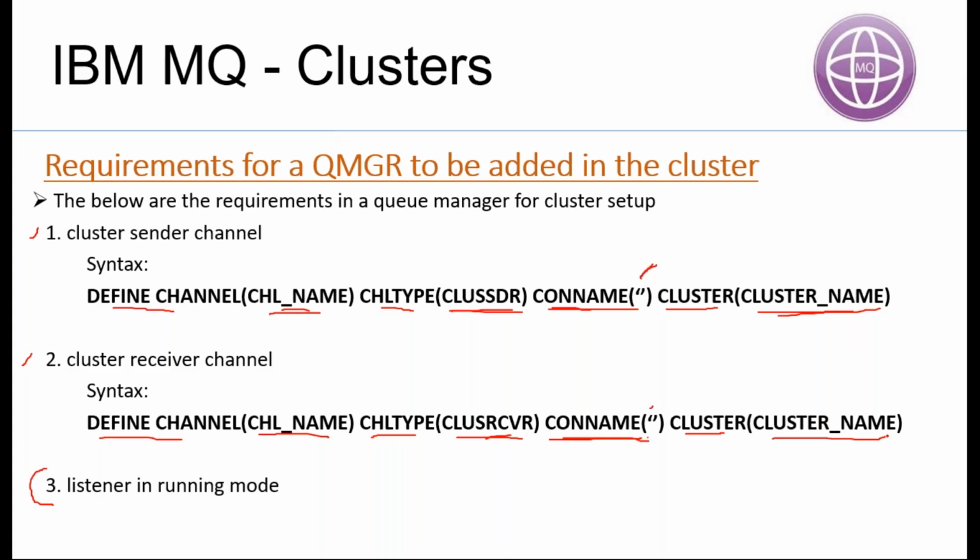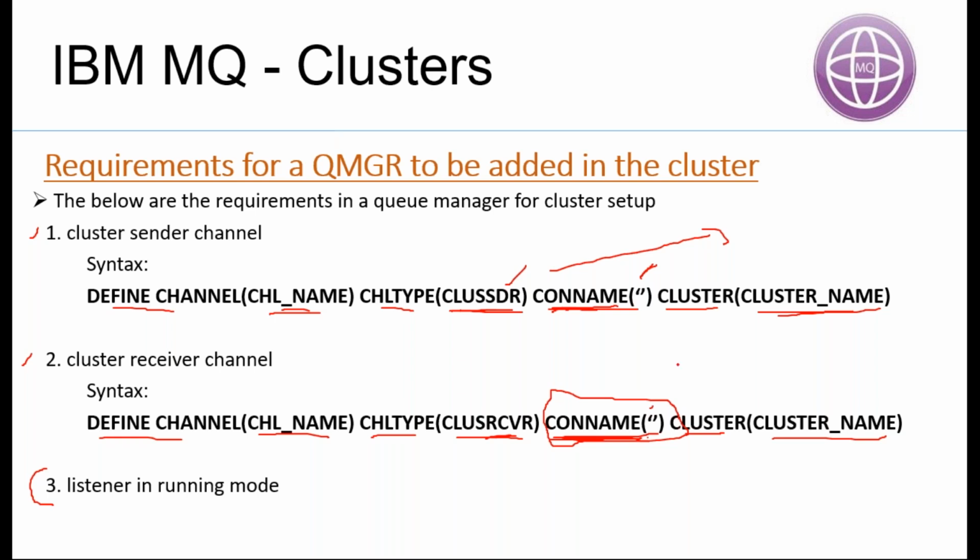Done. So the thing is, for a cluster receiver channel, why do we have to mention the connection name? This is the important logic here. There is a very big reason why we need to mention the connection name in the cluster receiver. For the sender channel, we mention the connection name because this sender channel should go and connect to someone. So we have to give the connection name. But the cluster receiver should not go anywhere, but still we need to provide a connection name for the cluster receiver. Why? Because there is a very big reason. That big reason I will tell you in the next slide, not now.